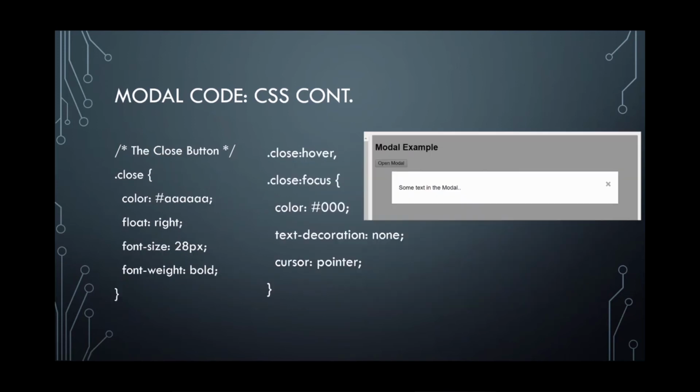Then we want a close button. So remember, because it's a child window opening up, we do want access to get out of it. So designing that close button, we gave it the color, which is just gray in this case. It floats to the top right corner. We give it a size if it's bolding. And then when we hover over it, it'll create that pointer, and then more things about it.